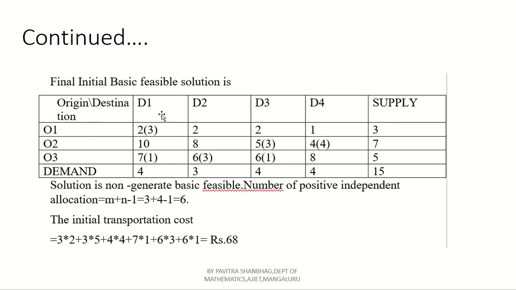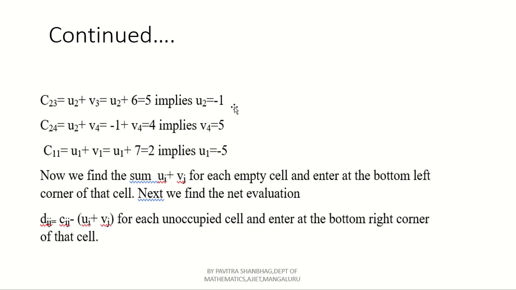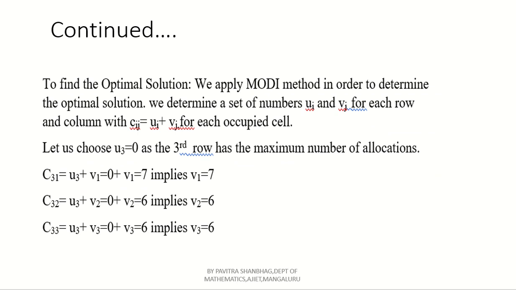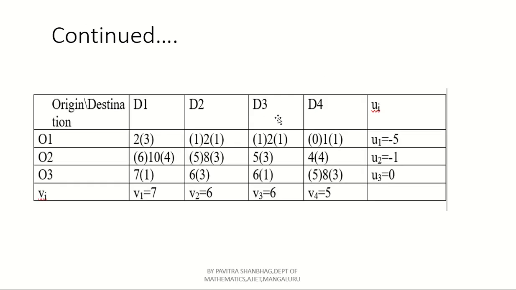See here, whatever is already occupied, see C11, C23, C24. So after finding those values, you need to compute. See, whatever you are not getting, see here, u2 is there, v4 is there, u1 is there, and u3 we already set to 0, and v1, v2, v3 are there, right? That you have to write in the table.